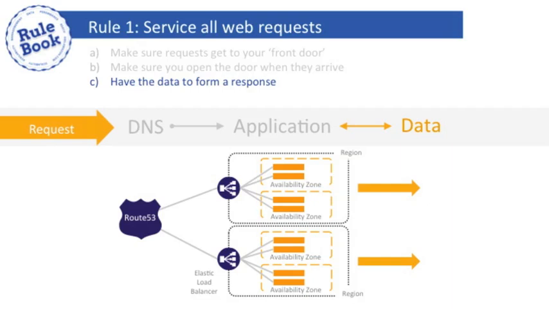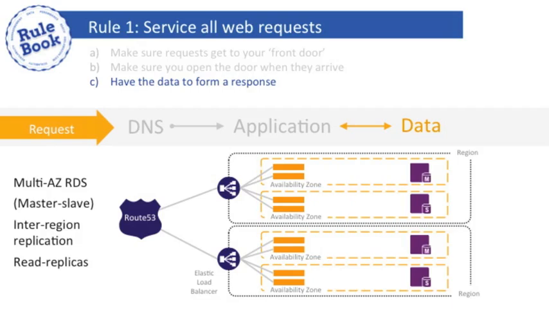And the third rule is you need some data to drive an application typically. So have data to form a response. And within Amazon Web Services, we have managed databases called Relational Database Service. So you can deploy a highly available master-slave MySQL server, Oracle server, or MS SQL database server that's fully managed by Amazon, and it will be deployed in the same constructs of availability zones and regions. So you can always ensure that your applications have a database layer to talk to form a response.